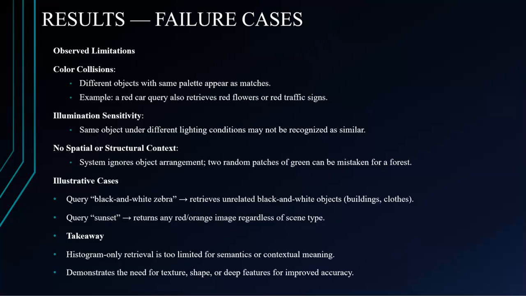Two patches of green could be confused for a forest even if they are just grass in one corner of the image. Some of the examples, like querying a zebra, bring back random black and white patterns like striped shirts or buildings. A sunset might just return anything red or orange, even if it's not a landscape. These illustrate why histogram-only retrieval cannot solve semantic-level tasks.